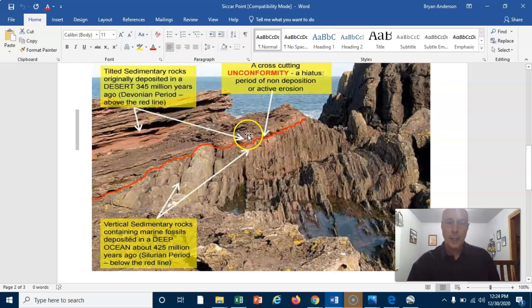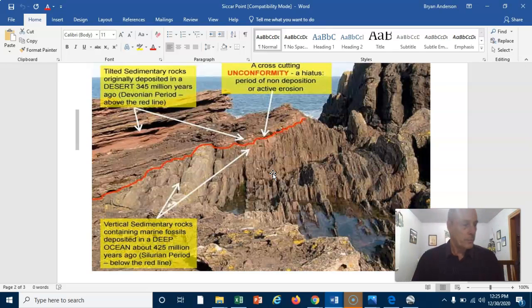And unconformity means there was a period of time when there was no rock on top of this rock here. And we don't know much about it because that information is gone. And then down here are these vertical sedimentary rocks that are believed to be 425 million years old. And so you think about the span of time that had to go into that. How can we ever think to know anything about it?